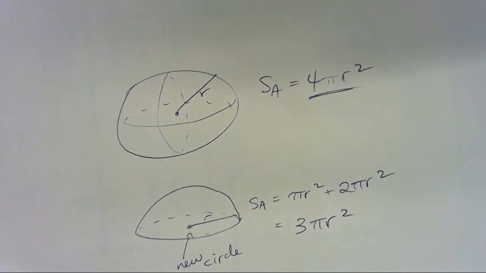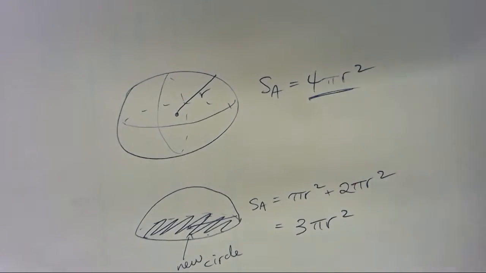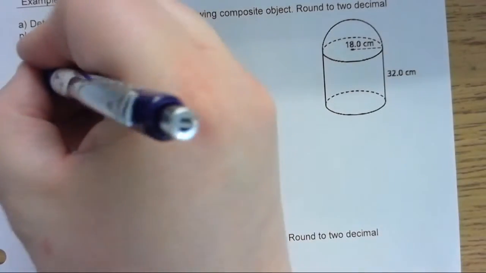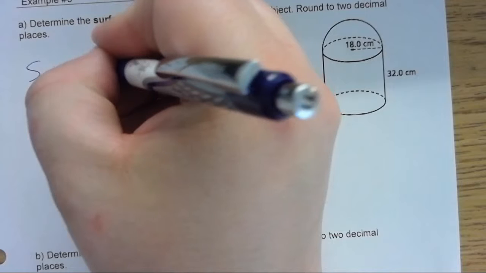In the example we're doing, the dome's the only part that counts. This part won't be surface because we're gluing it to the top of a cylinder. So instead of 3 pi r squared, I'm going to need 2 pi r squared. So that's the dome part.